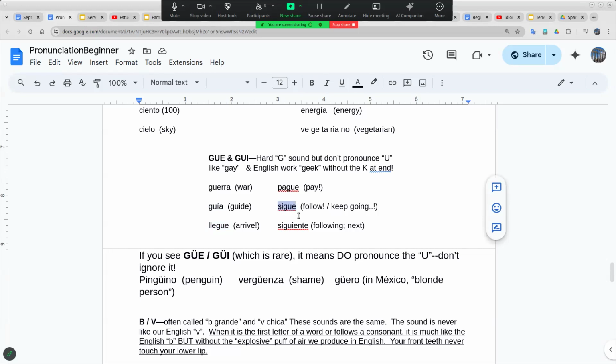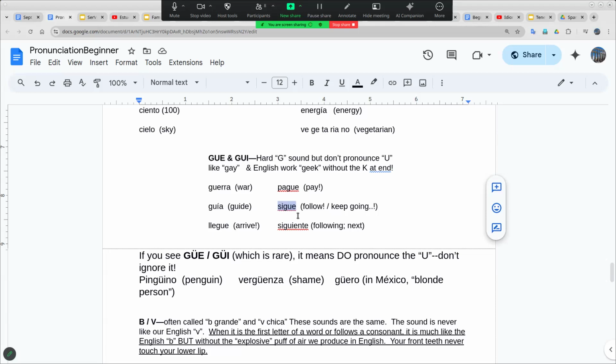Here's another word that is a command, and it means when somebody wants you to fall in line and get behind me and keep going. Here's the keep going word. Sigue. This is a word you'll hear when people are giving you directions. If they say, keep going straight, like don't make a turn, sigue derecho. Derecho means straight ahead.